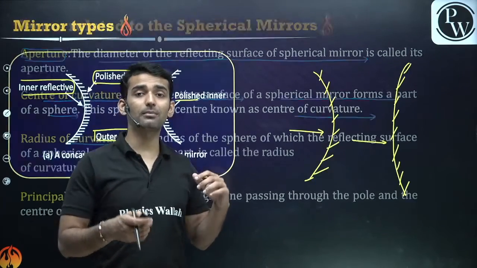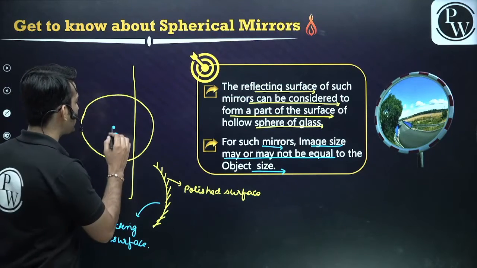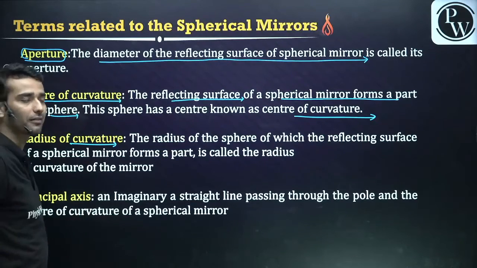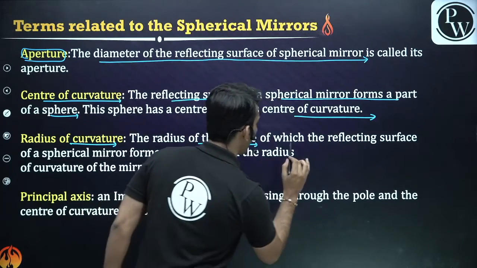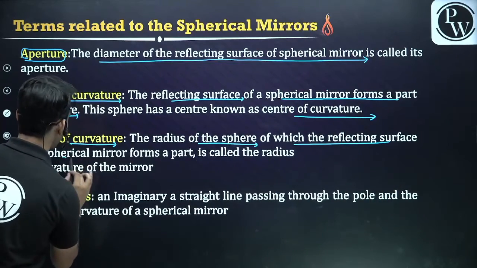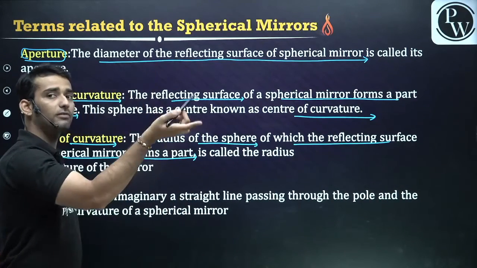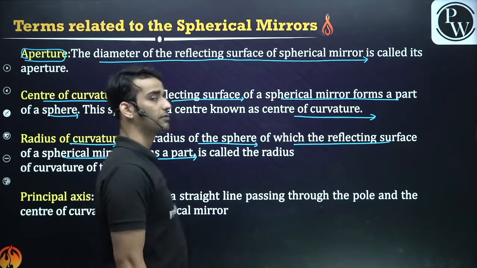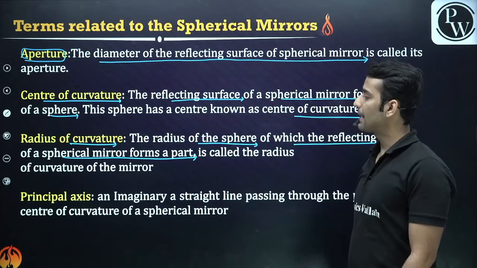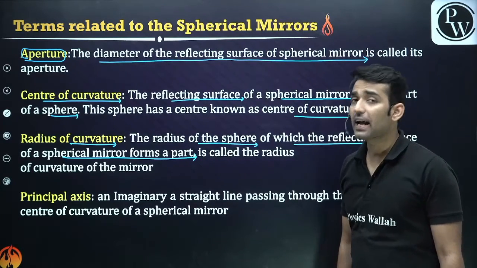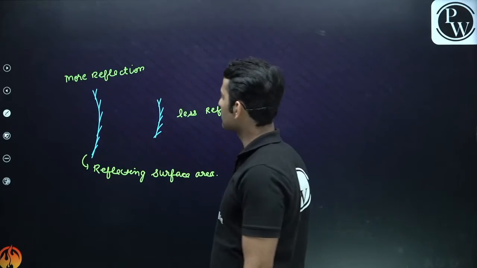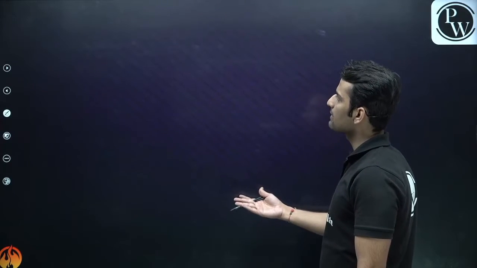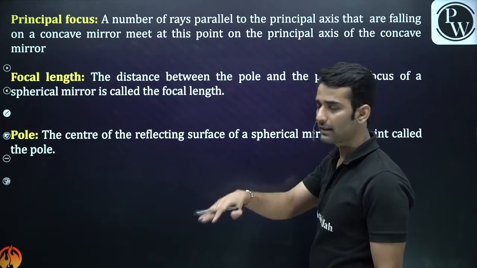Now there has to be some radius also. This sphere has some radius. So this is known as the radius of curvature. The radius of the sphere of which the reflecting surface of a spherical mirror forms a part, the radius of that sphere, is known as the radius of curvature. Clear? Okay guys. Now we have principal axis. What is principal axis? Before studying the principal axis, let me tell you a few more terms, then you will get it more clearly.